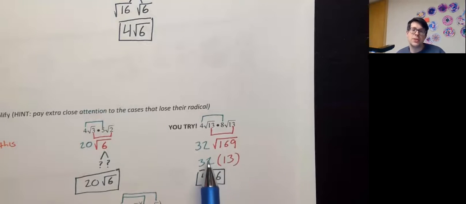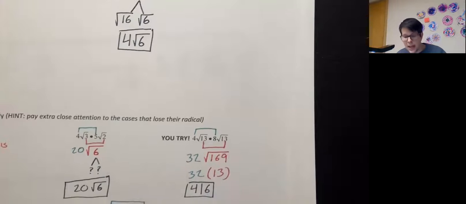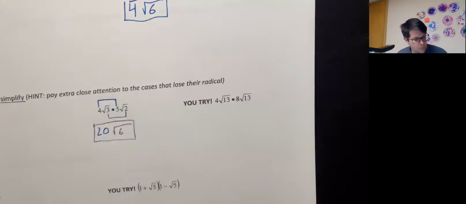The last little piece about this is you can multiply these two pieces together, and that'll give you a value of 416. Once again, if you have two values that are outside the radical, you can multiply them. And this 13 is now outside the radical, so you can multiply it.